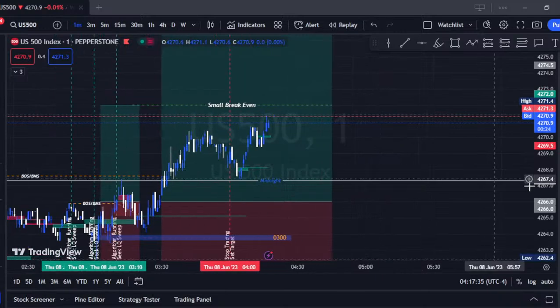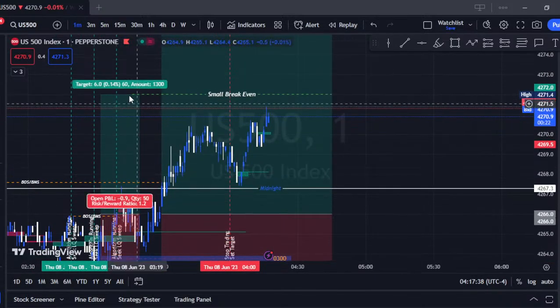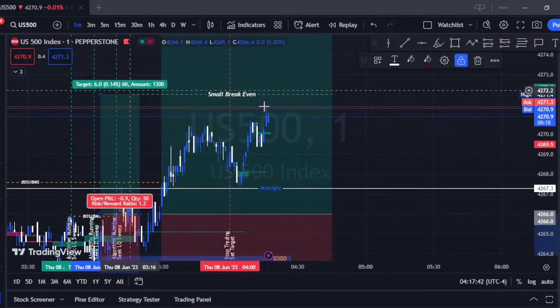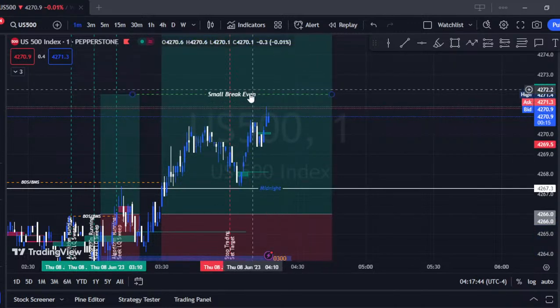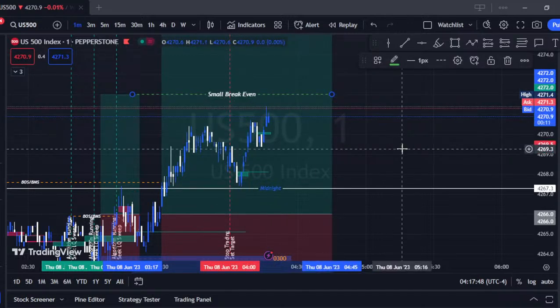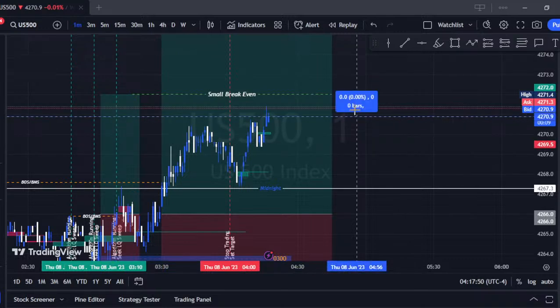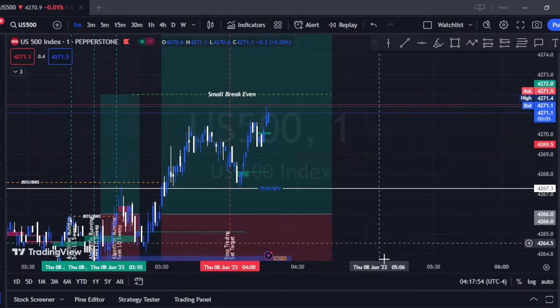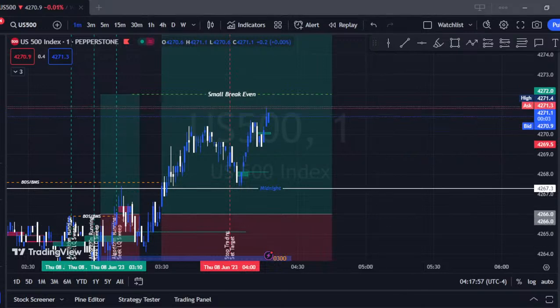Okay, just a little bit more to our first trade, six handles, and my break even. Yeah, just 1.2 more handles.